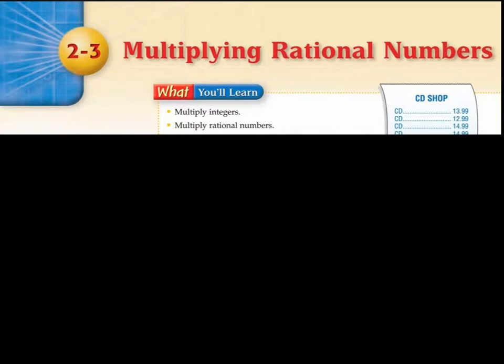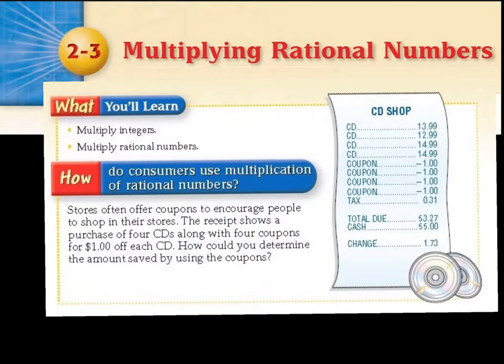In Lesson 2-3, you'll learn how to multiply integers and multiply rational numbers. How do consumers use multiplication of rational numbers? Stores often offer coupons to encourage people to shop in their stores. The receipt shows a purchase of 4 CDs with 4 coupons for $1 off each CD. How could you determine the amount saved by using coupons?